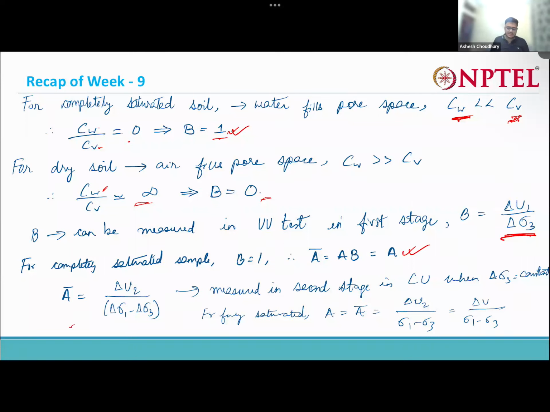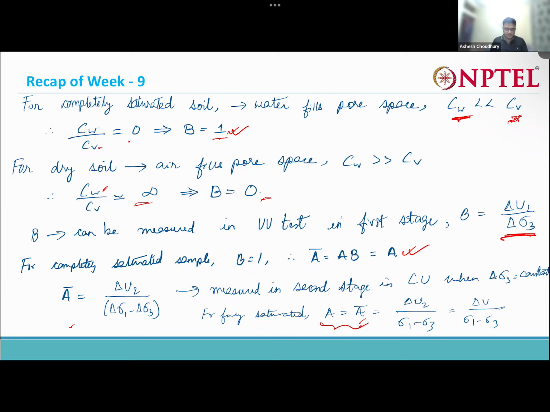And how can we measure the A dash parameter? This can be measured in the second stage of the CU test. You apply some deviator stress, and due to the application of deviatoric stress, your pore water pressure increases. The ratio of these two will give you your A dash. And if the soil is completely saturated, A dash is equal to A.